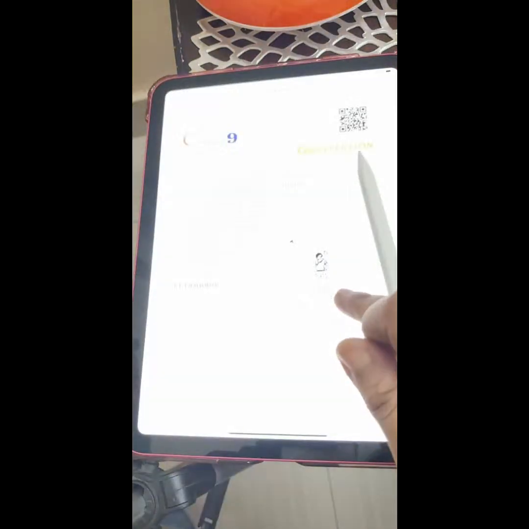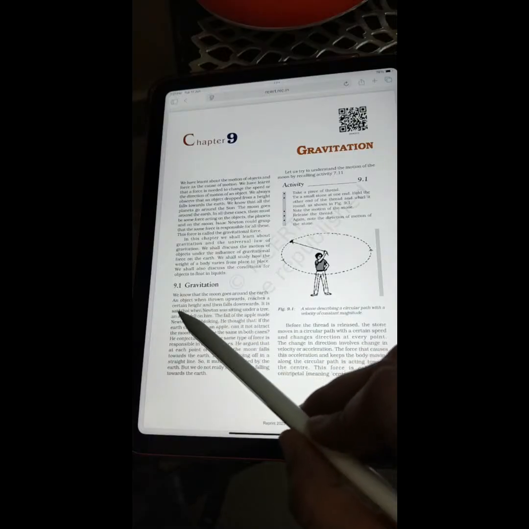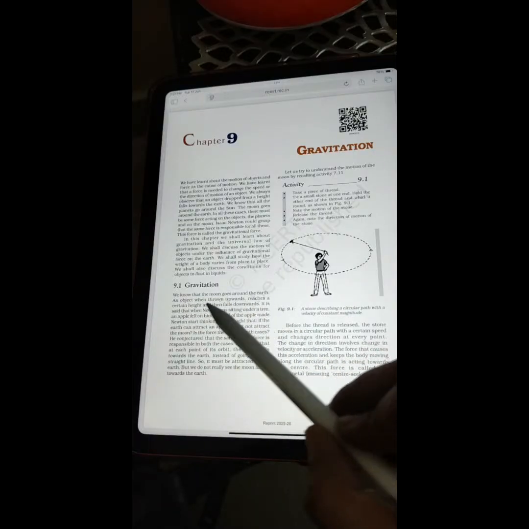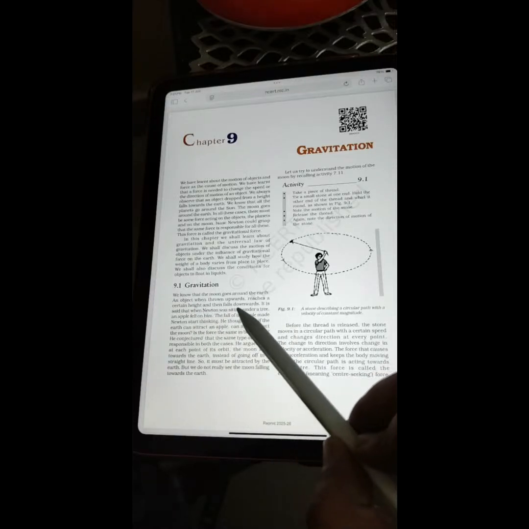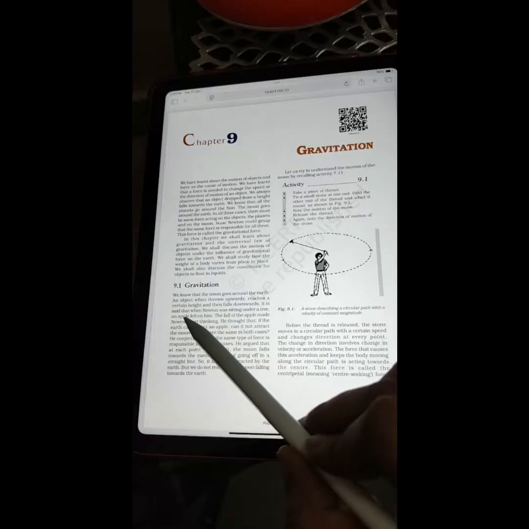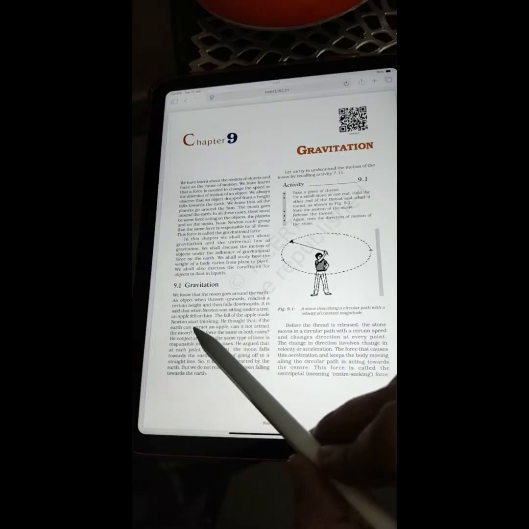So we are coming to the next heading, 9.1, gravitation. We know that the moon goes around the earth. An object, when thrown upwards, reaches a certain height and then falls downwards. It is said that when Newton was sitting under a tree, an apple fell on him. The fall of the apple made Newton start thinking.